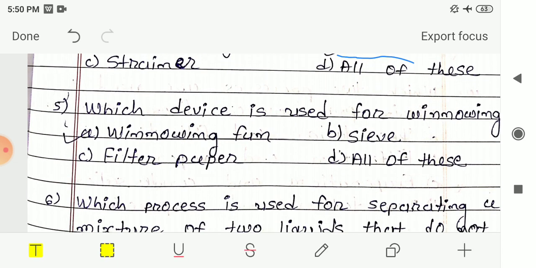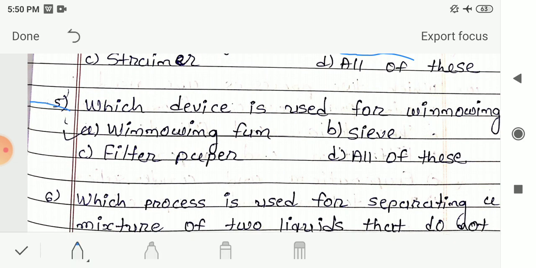Next, fifth number is, which device is used for winnowing? The options are given to you, that is winnowing fan, sieve, filter paper and all of these. So the answer is already given to you, that is option A, winnowing fan. In this method we are using blowing air or wind, and if wind is not there, then we can also use the winnowing fan, and by the air of this winnowing fan, we can separate the husk from the grains. So for that, the winnowing fan is used in the winnowing method.